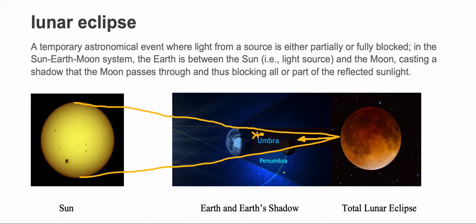When the Moon is passing through the penumbra, only part of the Moon is going to be in the shadow, and thus you won't see this reddish color, but you will just see a dimming of the brightness of the Moon face. This is what we mean by a lunar eclipse.